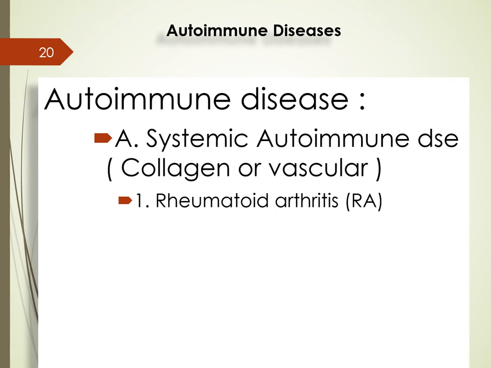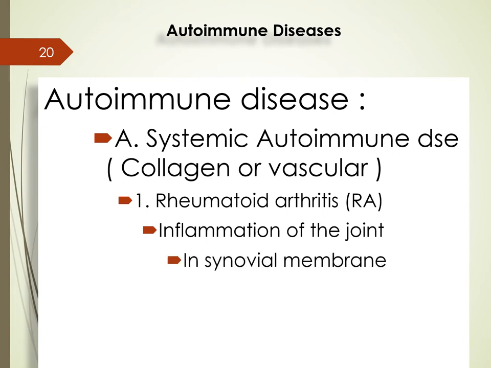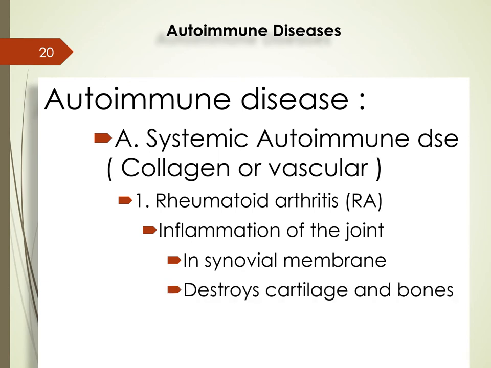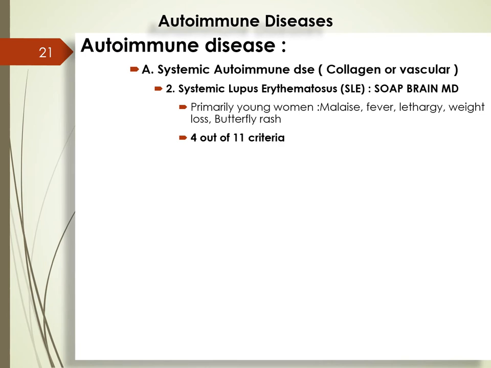Now, after immune tolerance, let's talk about your autoimmune diseases. So there are different types. We'll talk first about your systemic autoimmune diseases, which involve your collagen and your vessels. Number one on the list would be your rheumatoid arthritis, wherein you have inflammation of the joints and synovial membrane. And this reaction destroys the cartilage.